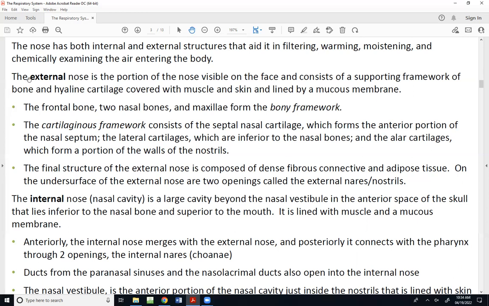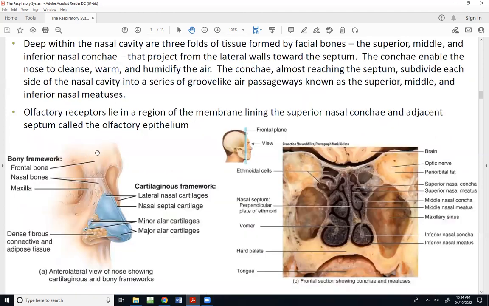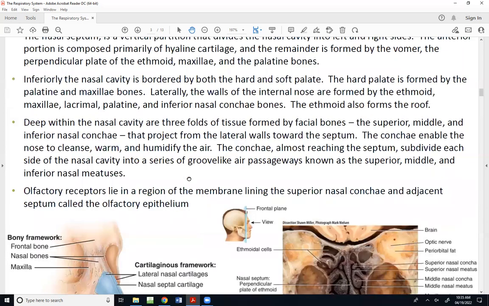Let's talk more about the external nose. There are two major parts to it, the bony framework and the cartilaginous framework. The bony framework comes from the following bones: the singular frontal bone, which, as we learned previously, is the forehead bone. Then you have the two nasal bones, which are obviously part of the nose. They form the bridge of the nose. And then the side walls of the nose come from the two maxillae, your upper jaw bones.